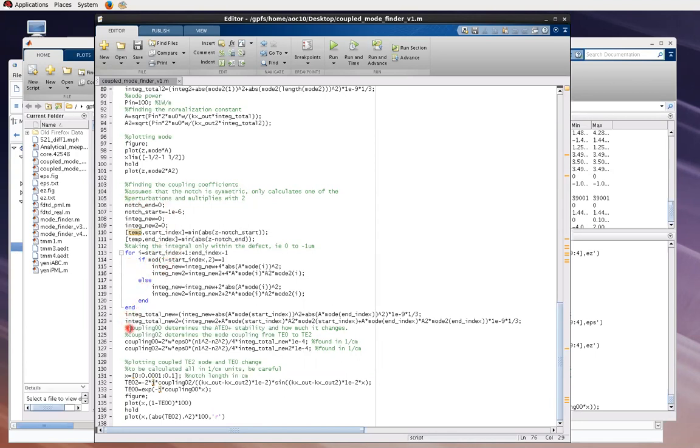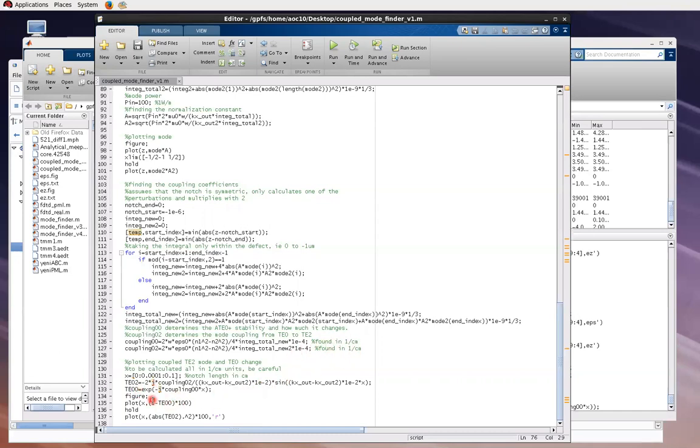And as I told you before, I'm just multiplying everything with 2 because it's going to be exactly the same thing from the other side. It's a symmetrical notch, so I don't need to calculate it 2 times. And everything is found in terms of 1/centimeters here.